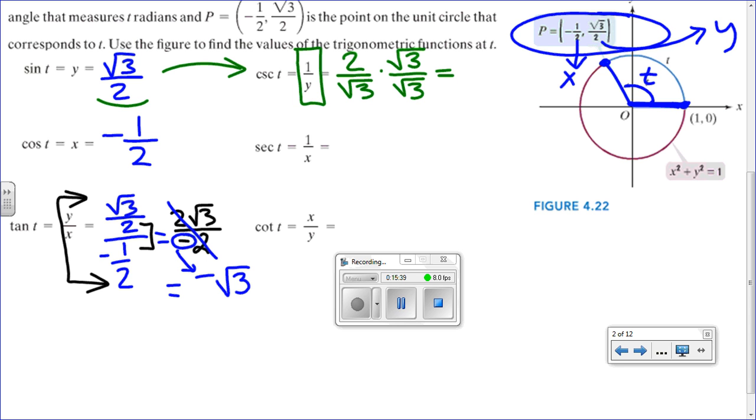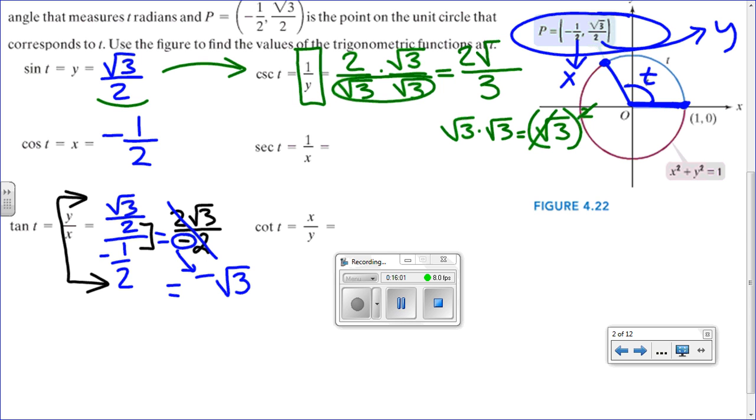And so if we do that, think of this one here. It's like if you have the square root of 3 multiplied by itself, that will be the same as saying the square root of 3 squared. That will cancel and it will give us 3. And 2 square root of 3 for the numerator. Those cannot be multiplied because 2 is rational and 3 is irrational. Alright, now the reciprocal of cosine is secant, so that will be negative 2 over 1 or simply negative 2.